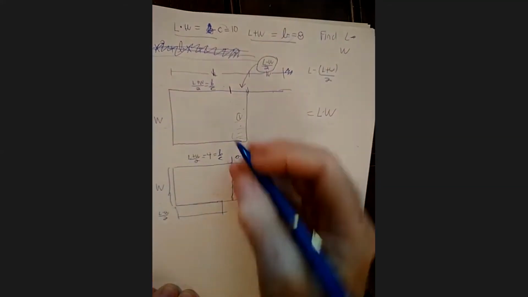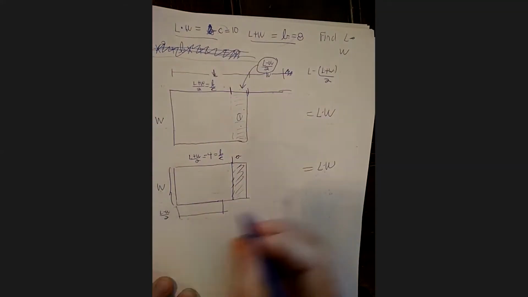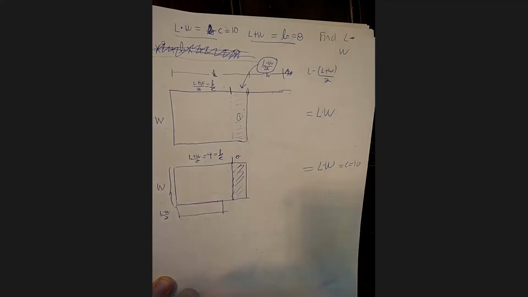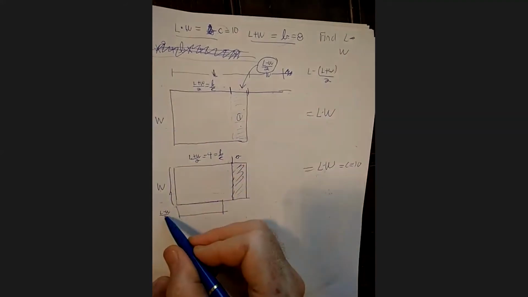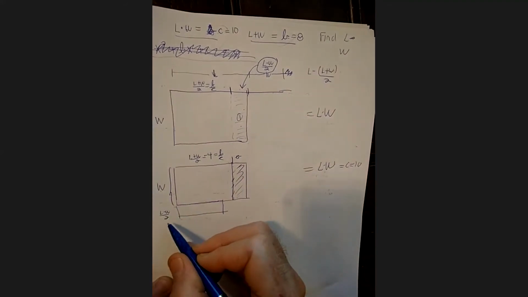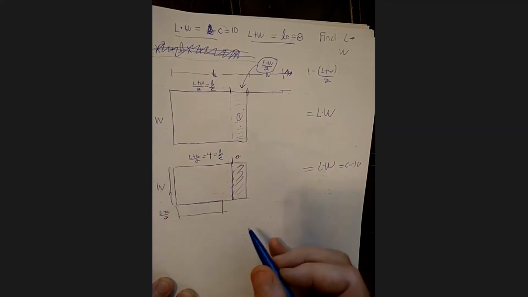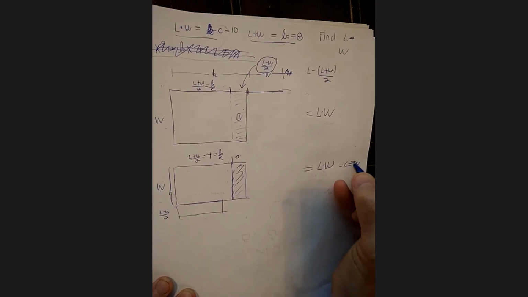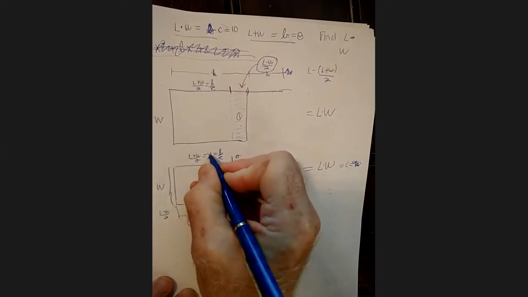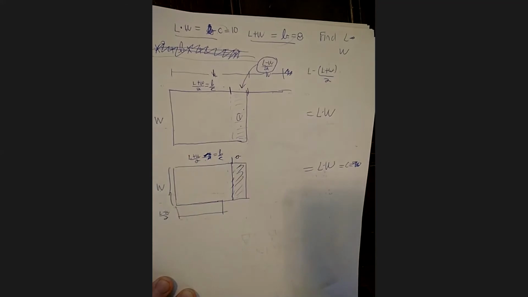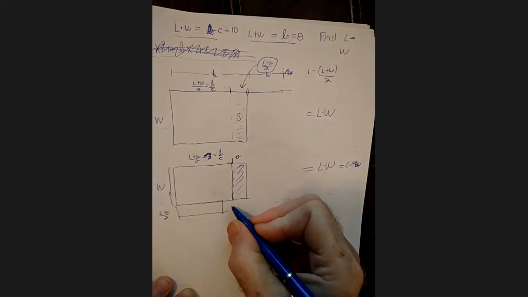Width is unknown, L is unknown. This length times width would be equal to C, which is 10. Again, we don't know what L minus W over 2 is. Once we do, we can solve the problem. I don't want to keep those numbers around because they may not be right. Okay, so what I want to do is complete the square.